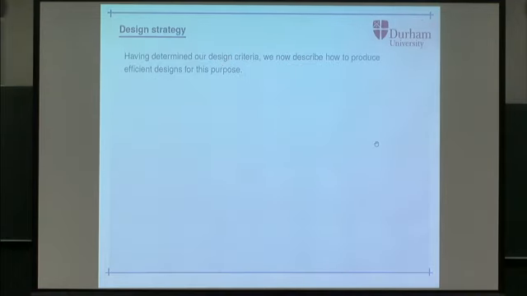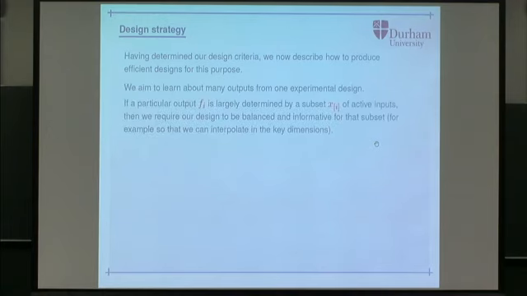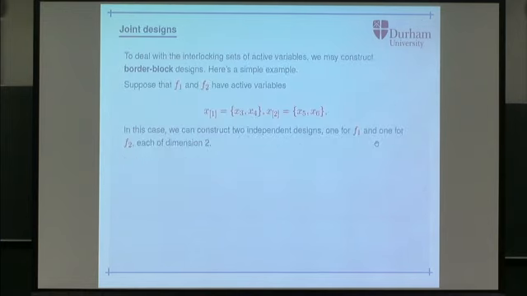The basic thing is you have a design criterion. So how do you then effectively find designs which maximize that criterion in high-dimensional spaces? Now I want to talk about efficient designs for any criterion that you might use. We learn about many outputs from our experimental design. If a particular output is mainly driven by a particular set of active inputs, then we would like our design to be informative in that subspace. The active inputs will be different for different outputs, but there will be interlocking, and that's a typical feature. Let me quickly do a concept example to make it clear.